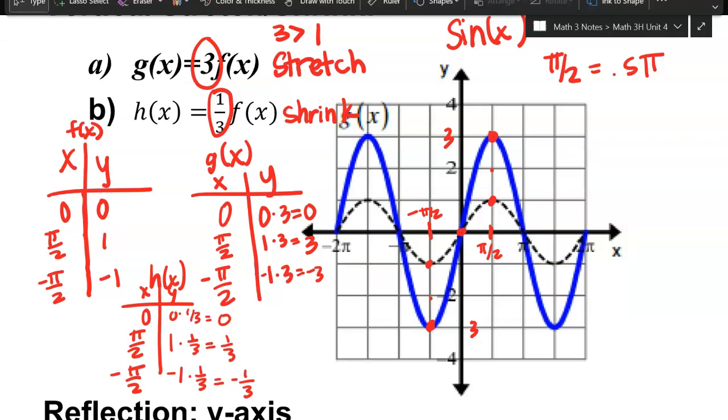So notice when we had g of x, it stretched it and made those points longer and more away from each other. Let's see what the shrink does. So we're at 0, 0, and then at pi halves, we're at 1/3. So that's going to be kind of close to 0. Same thing with that.